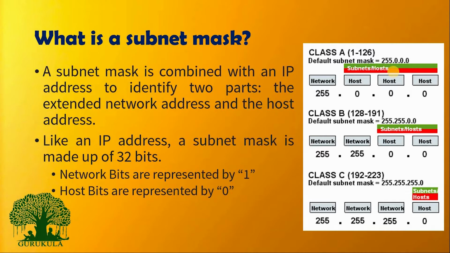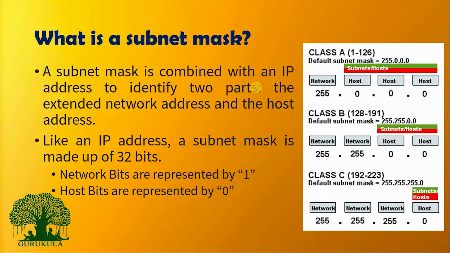We very well know that the IP address is made up of two different parts. A few bits represent the network and a few bits represent the host. The subnet mask is used to identify how many bits have been allocated to represent the network part and how many bits have been allocated to represent the host part.